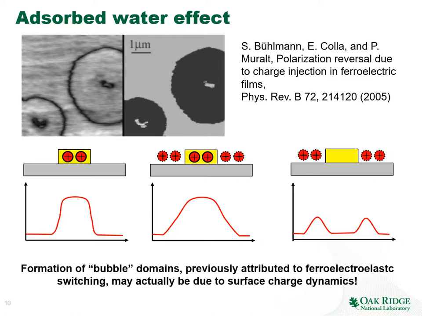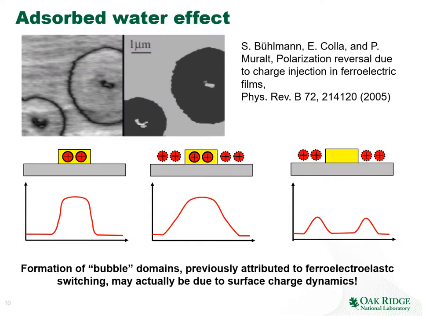But for some reason, in the middle of the domain, in the area where the tip was, the polarization switched back to positive. And the question is, how did it happen? It turns out that we can very easily explain this effect if we postulate the propagation of the surface charges on the material surface. So imagine that initially we had a tip which is positively biased. This tip causes the polarization below the tip to switch negatively.